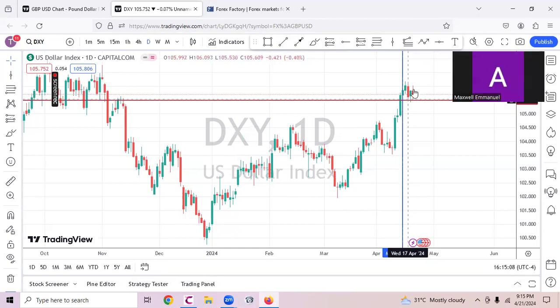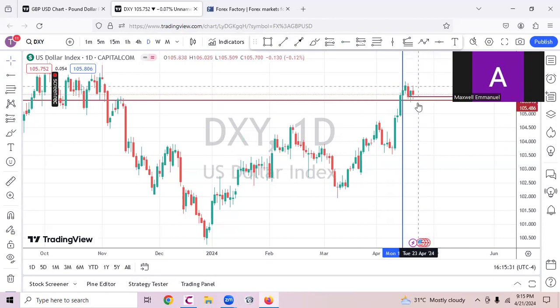This tells us that the bears are showing up in the market and there's a high probability for price to go bearish. But as you can see, a support was created. That was on Wednesday, Thursday. We had a support at this point.